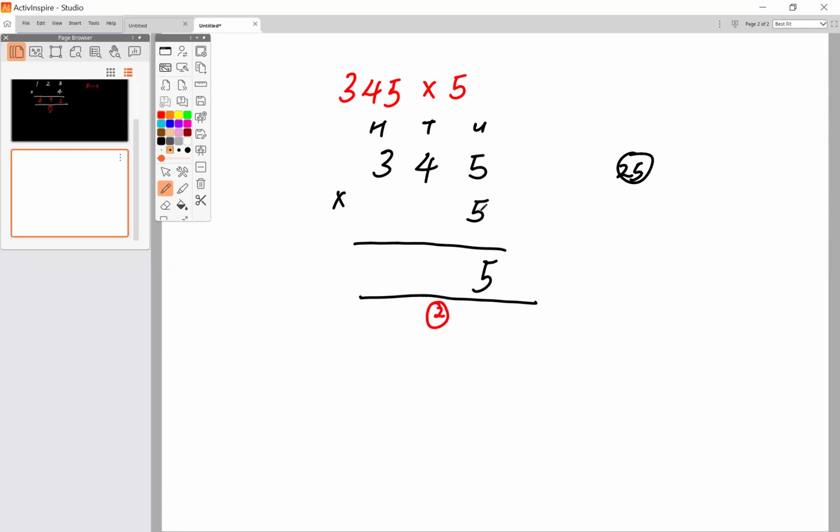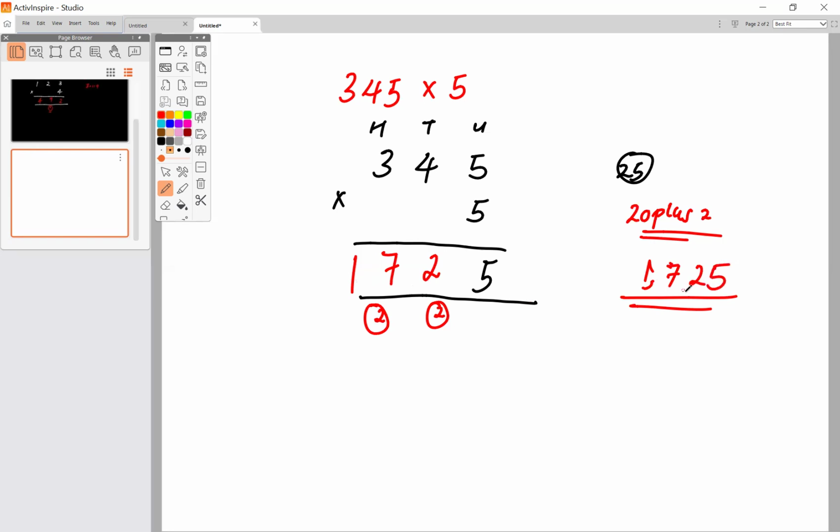So let's move on to the tens. 5 times 4 is 20. So 20 plus the 2 we just carried is 22. So we write 2 and carry 2. So let's move to the hundreds. We have 5 multiplied by 3, which is 15. And 15 plus the 2 is 17. So we write here 7 followed by 1. So our answer is 1,725.